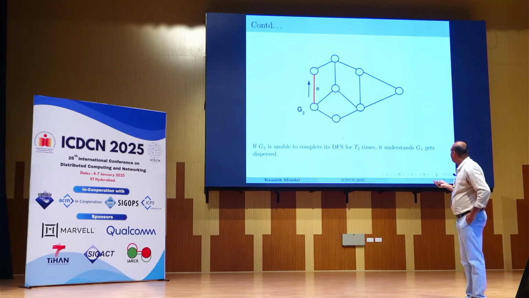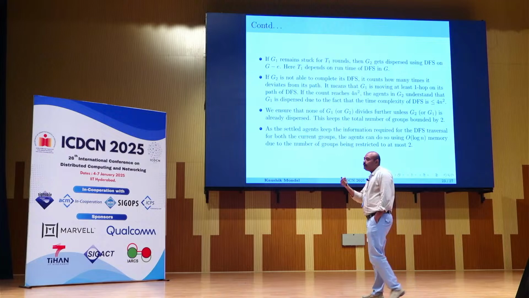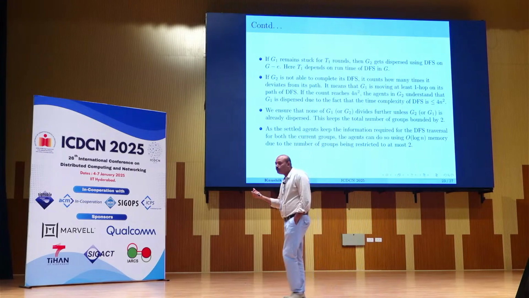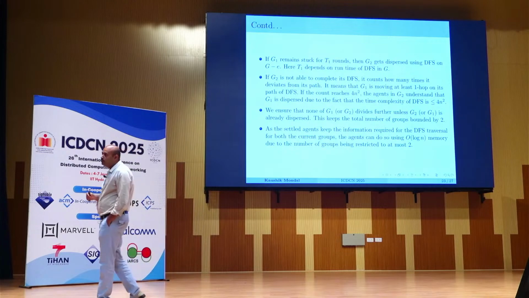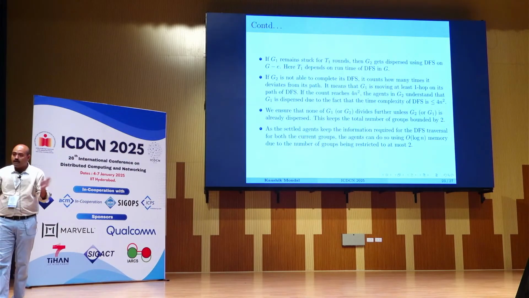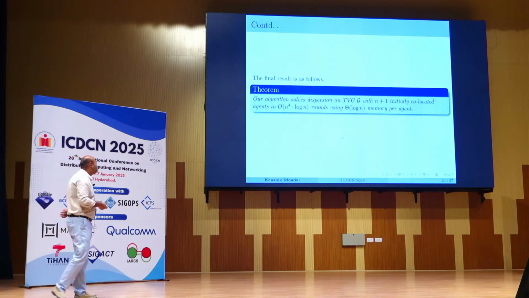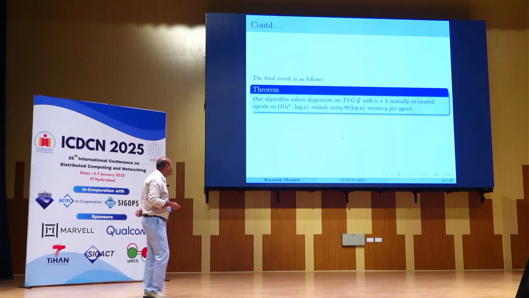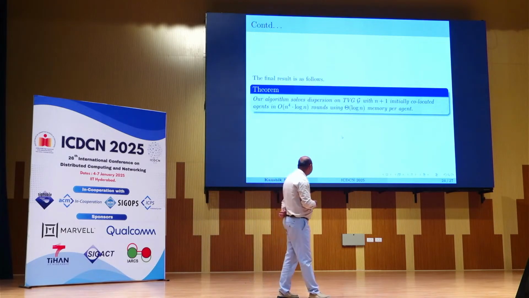So this is how it goes. Since in order of n to the 4 time we can ensure that G1 must be dispersed and G2 can be divided, the complexity goes to order of n to the 4 log n, because this division can happen order of log n times. So this is our final result: the algorithm solves dispersion on TVG with n plus 1 initially collocated agents in order of n to the 4 log n rounds using theta log n memory.